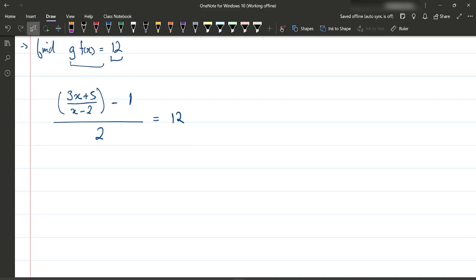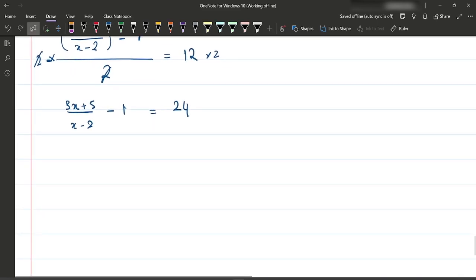And just to simplify things, I'm going to multiply 2 on both sides, just to get rid of the 2 here. So 3x plus 5 over x minus 2 minus 1 equals 24. Just want to make sure I did not skip any steps or make any problems. Okay, so what I'm going to do next is I'm going to take the minus 1 to the other side, so that it becomes 3x plus 5 all over x minus 2 equals 25.